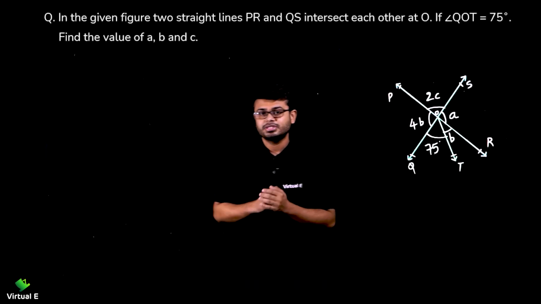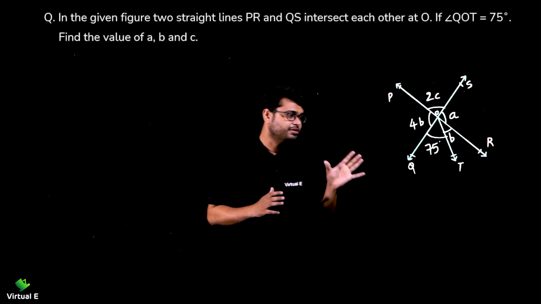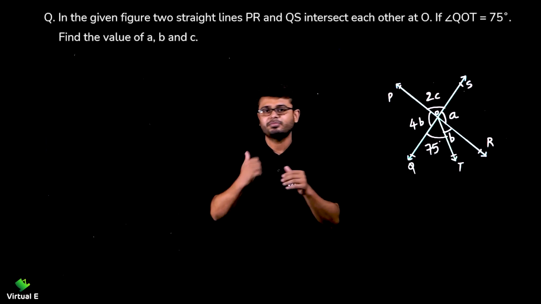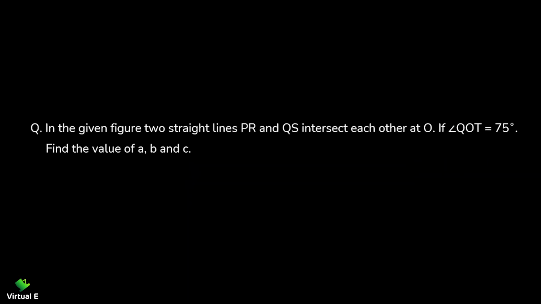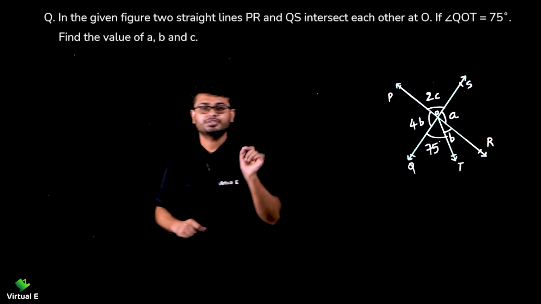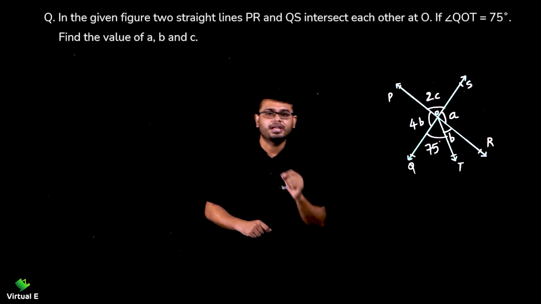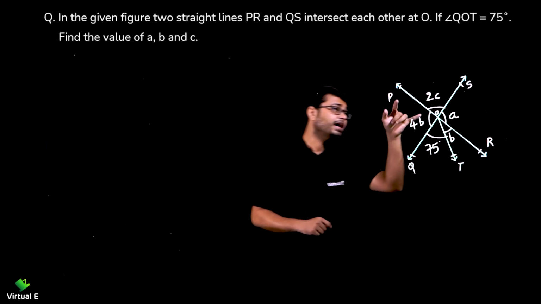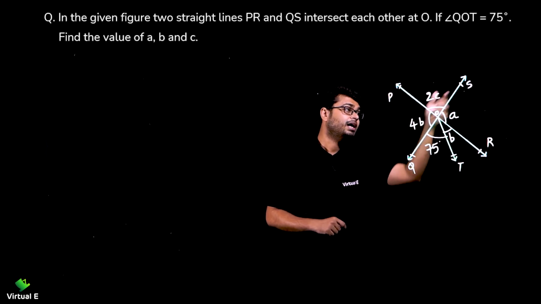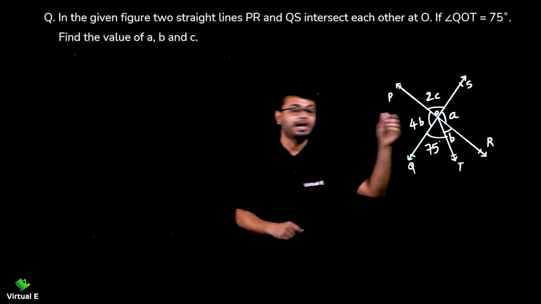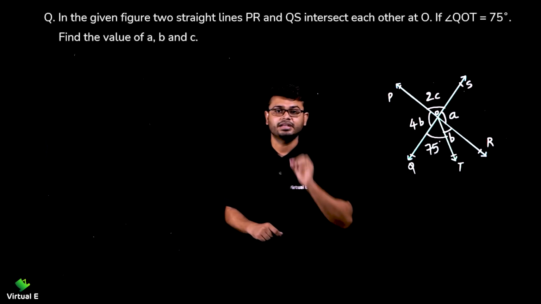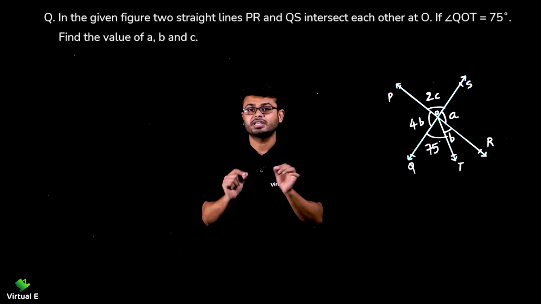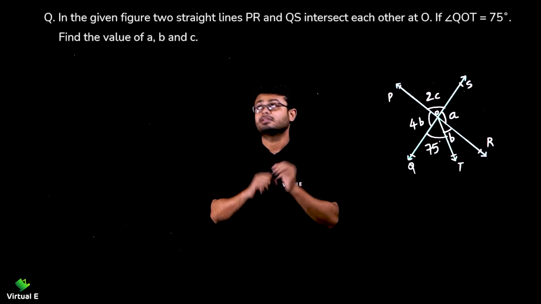Let's do one interesting question. We have discussed one sum like this already, but there is a difference between this sum and the previous one. So let's start. In the given figure, two straight lines PR and QS. It is given, it is a straight line. See, this is an indication. Straight line means what? Straight angle 180 degrees. So whatever angles are there on PR and on QS, we can add them up and we can get 180 degrees, right?